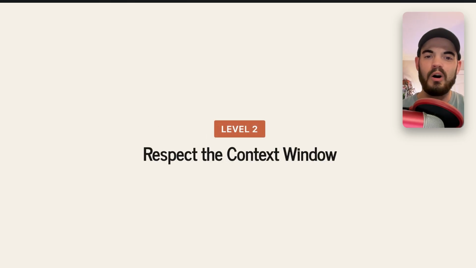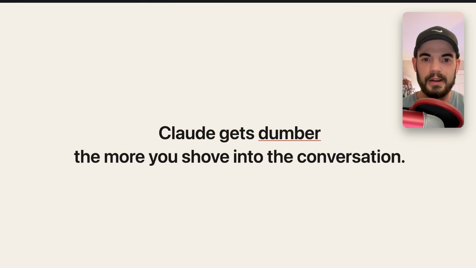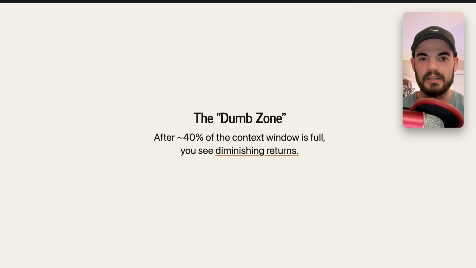So level 2 is all about respecting the context window, or you can think of this as context engineering. I mean, let's just plain and simple say it. Claude gets dumber the more you shove into the conversation. And it's not just Claude. I'm not poking fun at it. It's just I use Claude Code, so that's top of mind. With any model this happens, you have so much context, it starts saturating that window, and it just leads to poor performance. So this gets into what Dex called the dumb zone.